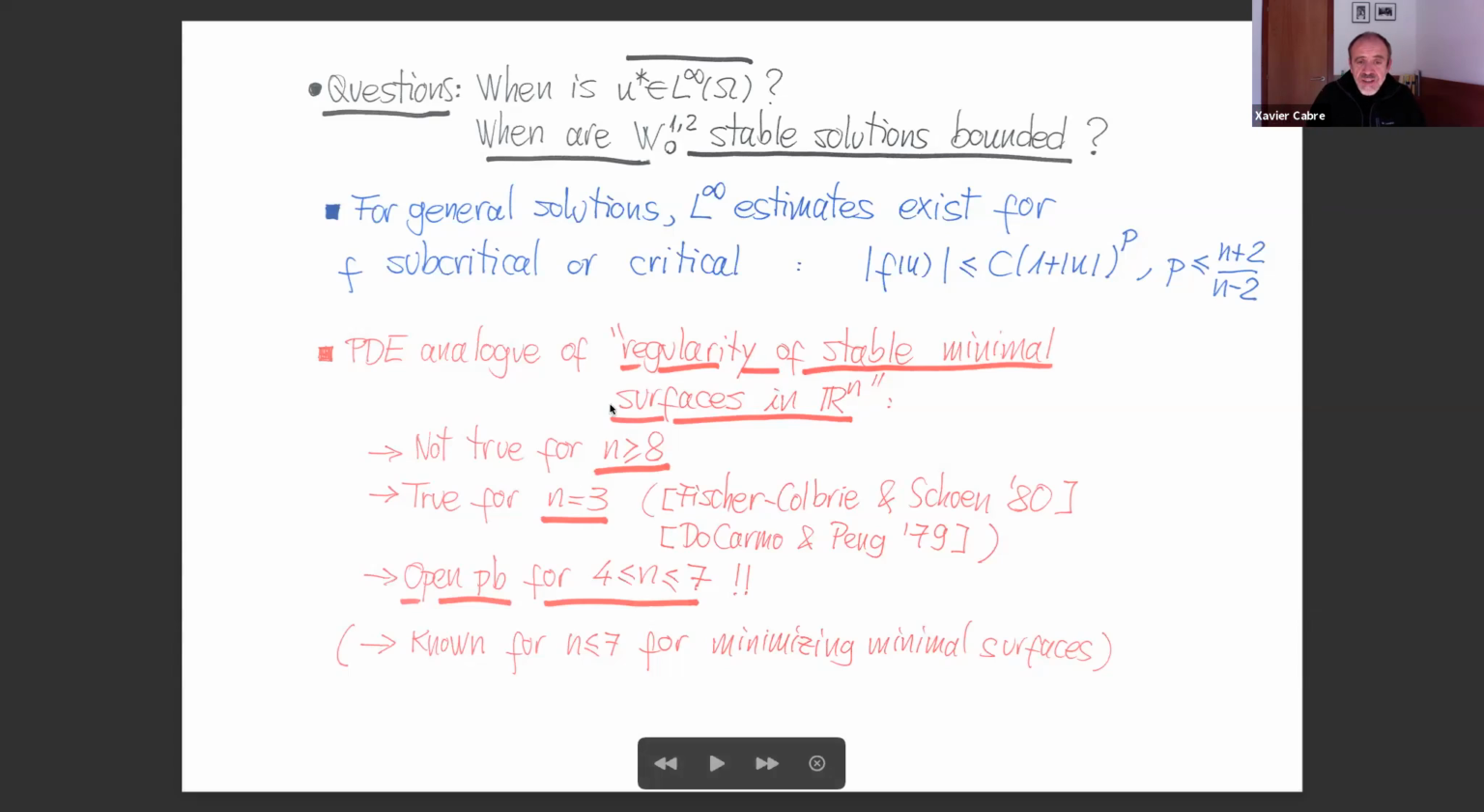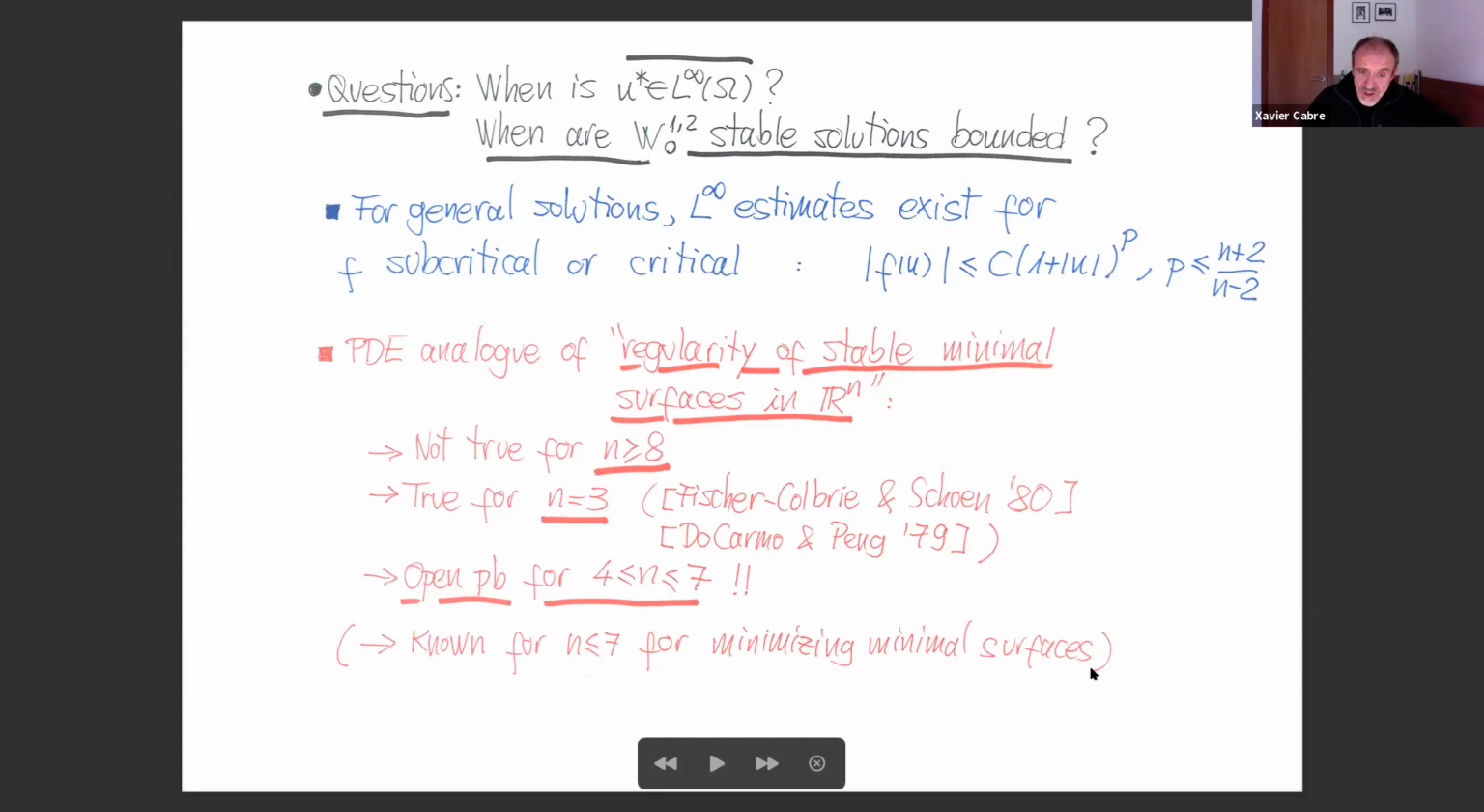On the other hand, it is known, this is my last sentence, let me start by the last sentence. It is known that up to dimension 7, so the complement of these dimensions, in the rest of dimensions, minimizing minimal surfaces are always smooth. They cannot have singularities like conical points.